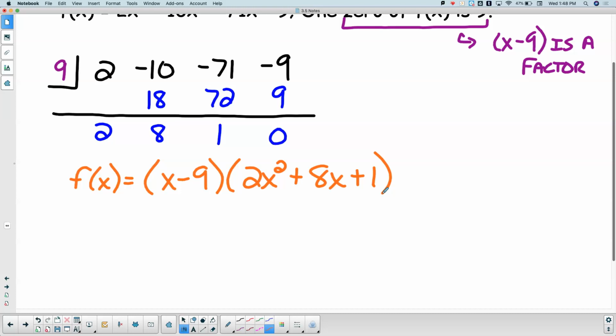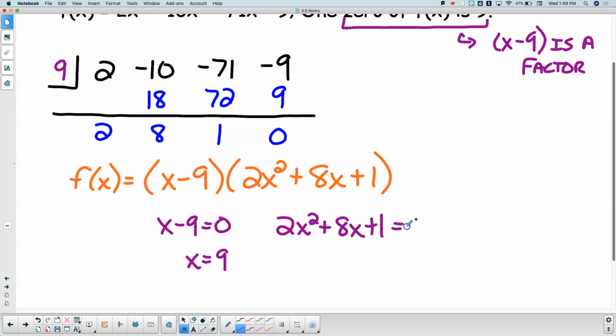Now what? If I got to get to zeros, set what? Set the factors equal to 0. Yep. So x minus 9 is going to equal 0. That's going to give me x equals 9. That's the one that I already knew. 2x squared plus 8x plus 1 equals 0.